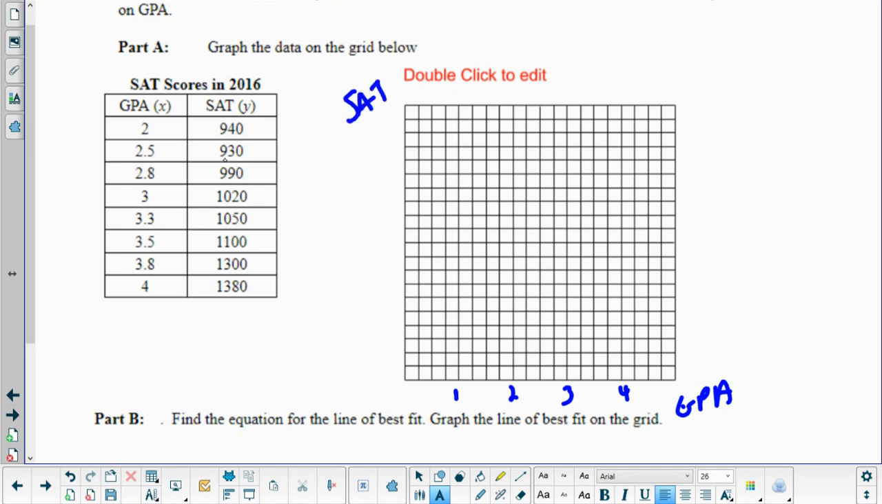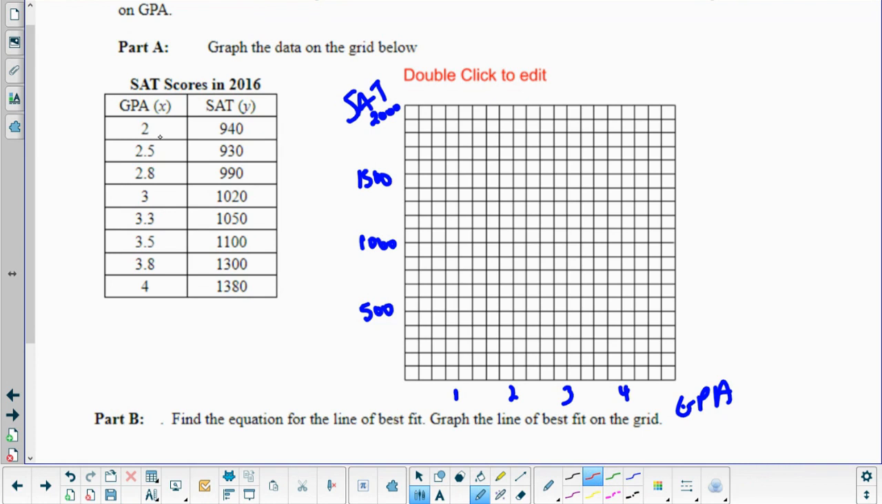This one, we're going from 940 all the way up to 1380. So what I did was I counted every single one to be 100. So 1, 2, 3, 4, 5, 6, 7, 8, 9, 10. So this could be 1,000. And 1, 2, 3, 4, 5. I'll write every other one. 1,500. 16, 17, 18, 19. This would be 2,000 up here. So we go a little above and a little below what we need. So let's go ahead and graph these.